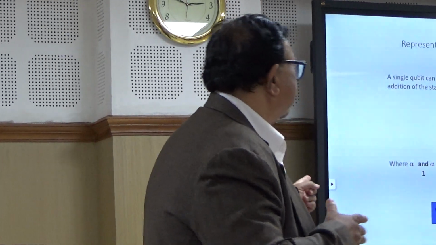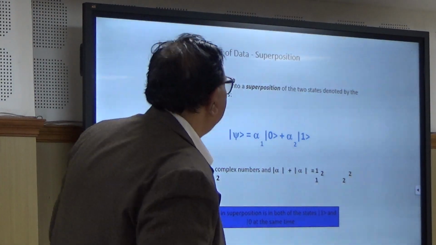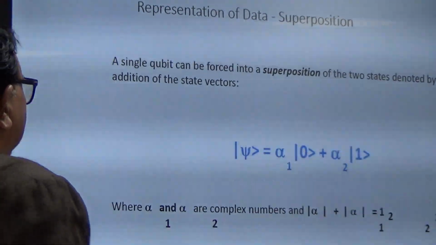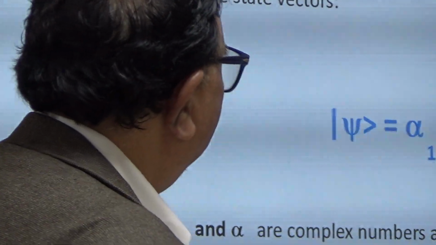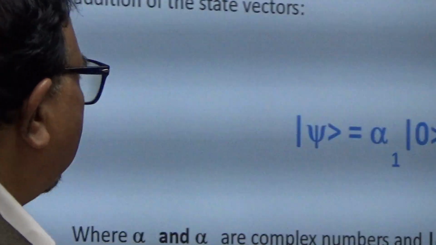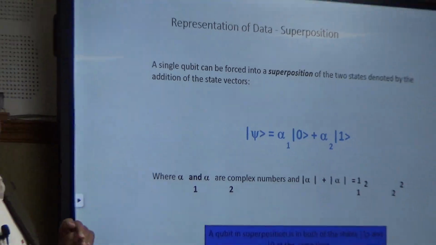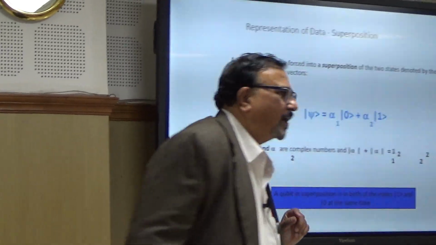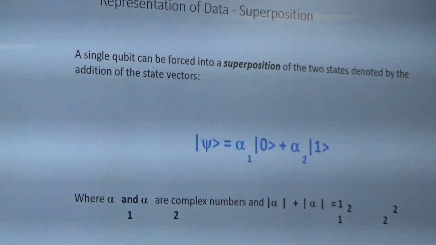Here the relationship exists between 0 and 1. So that is called the superposition of the two states, which is denoted by the addition of state vectors, and which is given as alpha 1, beta 0 plus alpha 2. So this is basically telling you the probability, where alpha 1 and alpha 2 are complex numbers. Anyhow, let us not go into the complexity of the complex numbers.